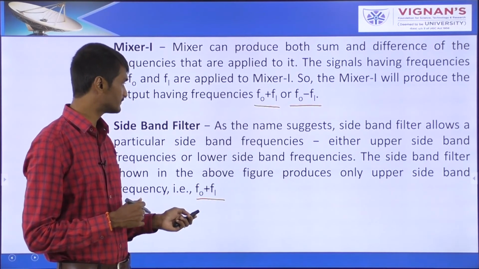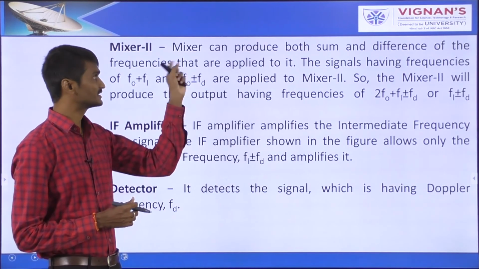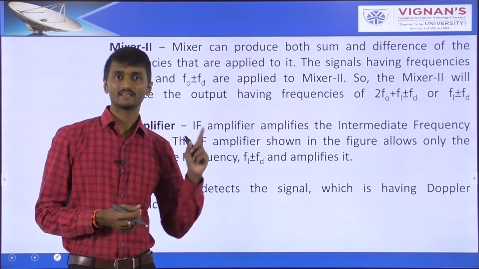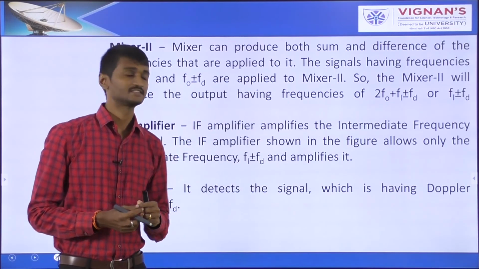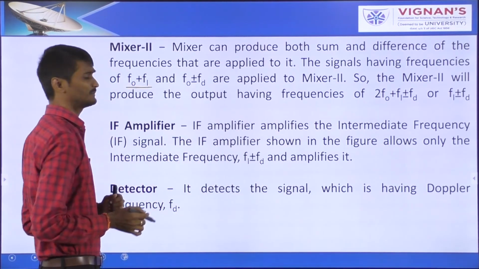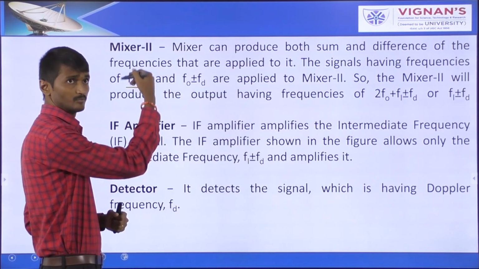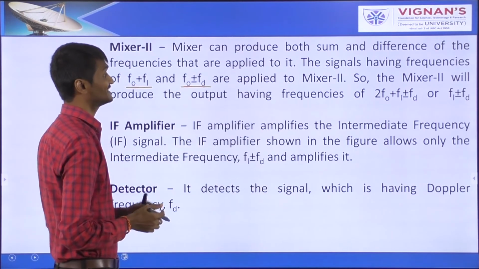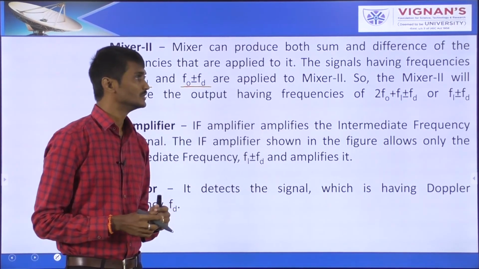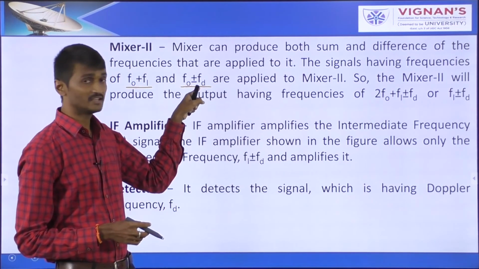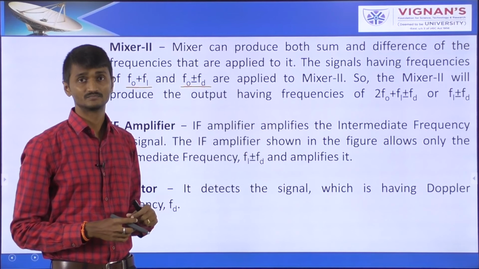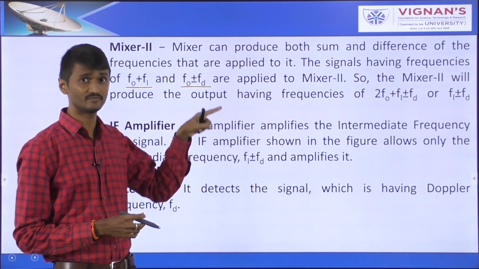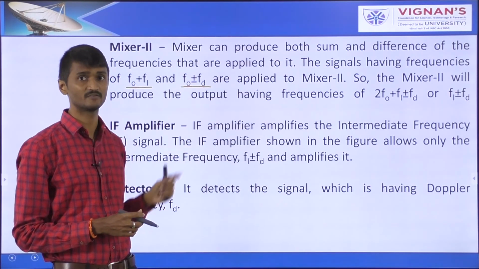And there is one more input for mixer 2. Mixer 2 can produce both the sum and difference of the frequencies that are applied to it. The signals having the frequencies F0 plus FL, which is produced by the sideband filter, and F0 plus or minus FD are applied to mixer 2. These F0 plus or minus FD are from the receiving antenna signal. The receiving antenna receives the signal of frequencies F0 plus or minus FD because of the Doppler frequency.